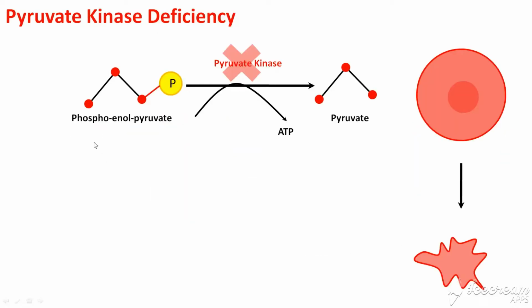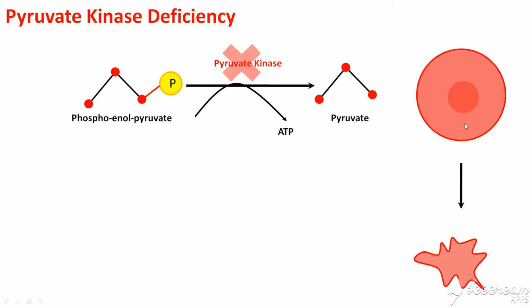So an important clinical correlate is pyruvate kinase deficiency. This is an autosomal recessive disease in which there's a deficiency in the enzyme pyruvate kinase. Now, patients who have this deficiency cannot convert phosphoenolpyruvate to pyruvate, and they cannot produce ATP in this process. This usually affects RBCs because RBCs are dependent on glycolysis for ATP. They do not have mitochondria.